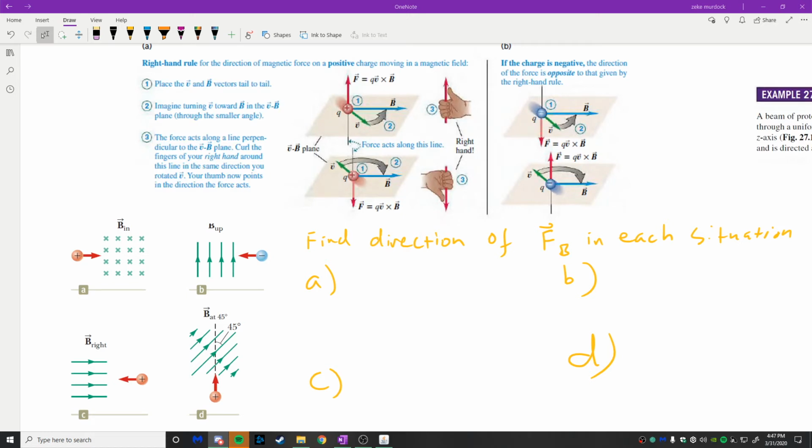Yeah, because you point the fingers of your hand kind of like this, right? I don't know how well I can do this, but your fingers would be like this. Is that what a right hand looks like? And you'd swing from here into the board, right? From this way, you'd swing that way, and then into the board, and your thumb would point up. So the answer is up.